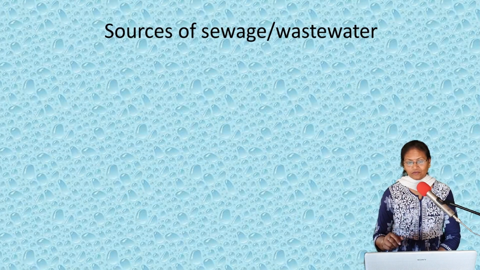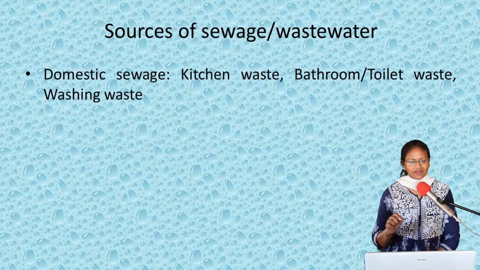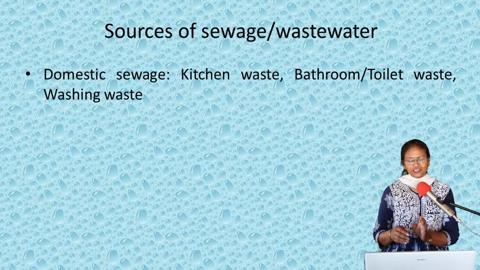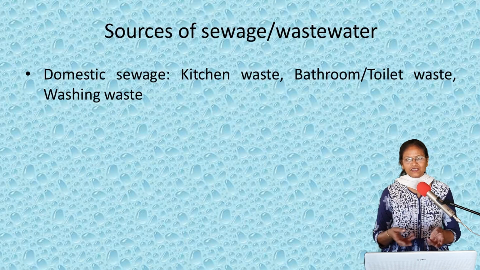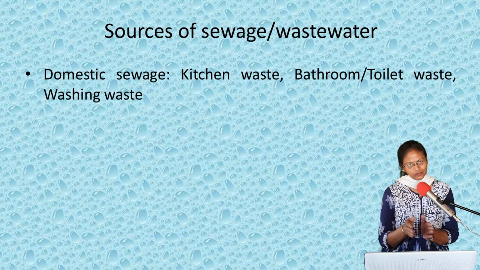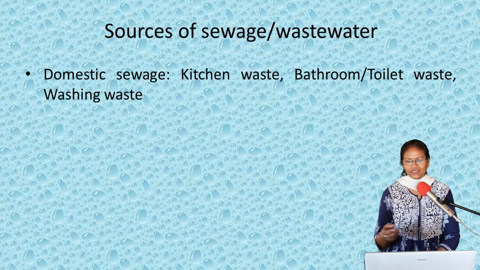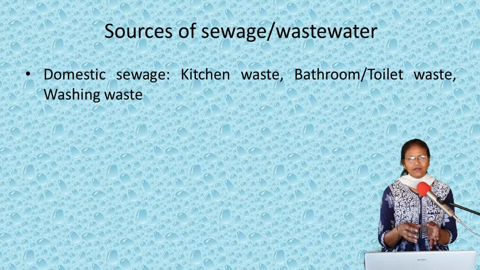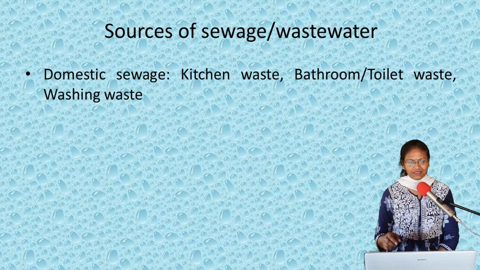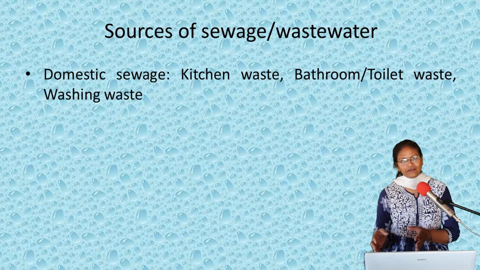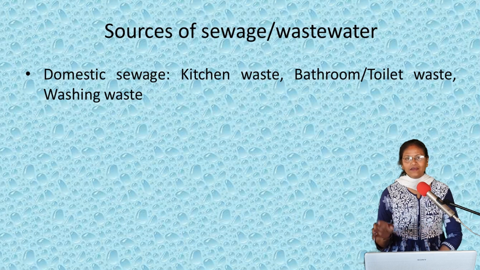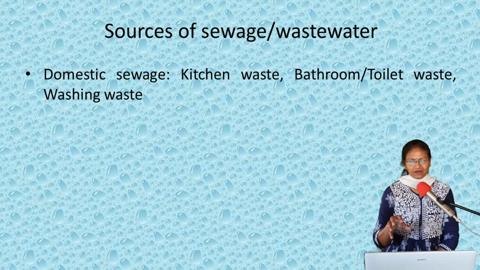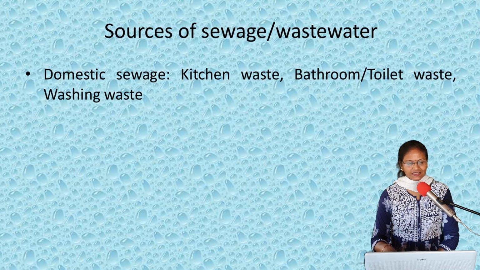Now let's see what are the sources of sewage or wastewater. There can be the domestic sewage, which includes the kitchen waste, because different types of vegetables and food products are there. So that food waste is one of the kitchen wastes. Then bathroom and toilet waste. In bathroom and toilet waste, different types of detergents, soap, shampoos, and all that can be there. Then toilet cleaner can be there. Human waste will also come under this toilet waste. And washing waste, because all the time we have to wash the clothes, we have to wash the floor and all that. So all these types of wastage come under domestic sewage.